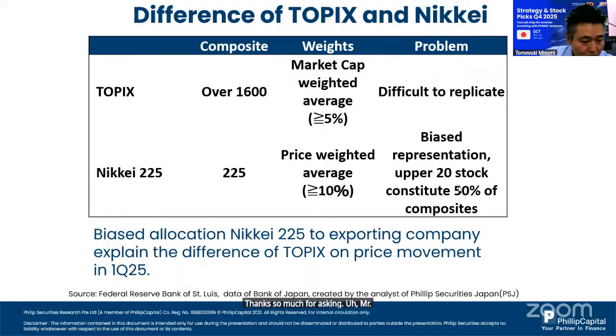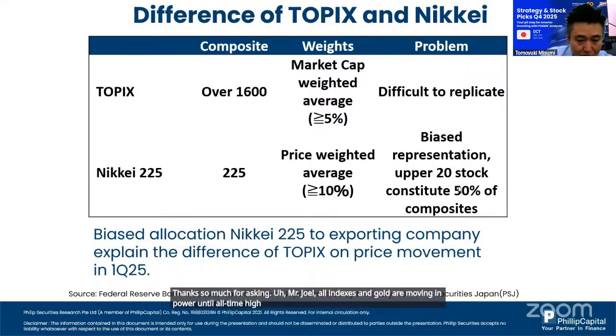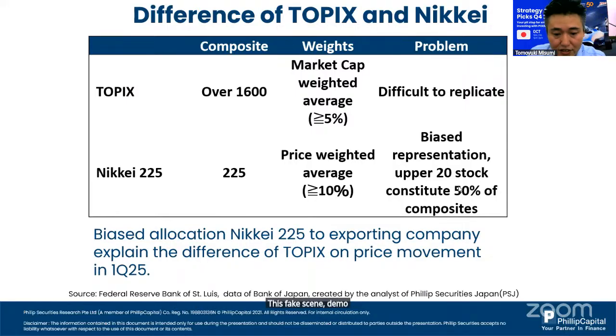Mr. Joel: all indexes and gold are moving in parallel to all-time highs, which is abnormal. This week seems to show signs of divergence and sell-off. What is your quarterly outlook for Nikkei and Topix? Well, the Nikkei trend is created by political pressures and prime minister elections, and also some remarks about their policy manifestos.